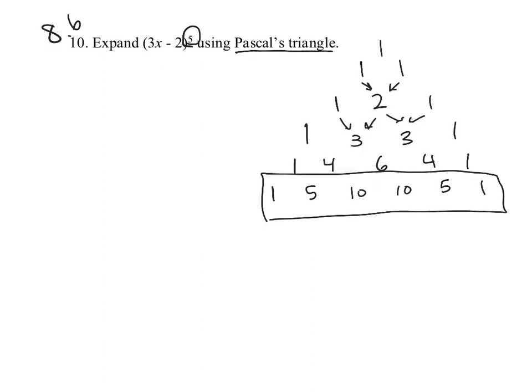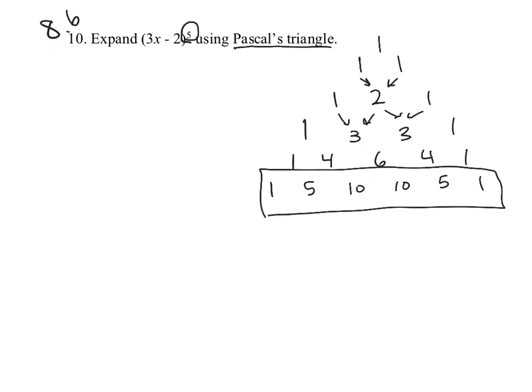Now, the general expansion, I'm not going to use 3x minus 2 yet. I'm just going to change that into a plus b. So the general expansion for any binomial raised to the 5th power is you start with the first term, a, you raise it to whatever power this is, so a to the 5th.